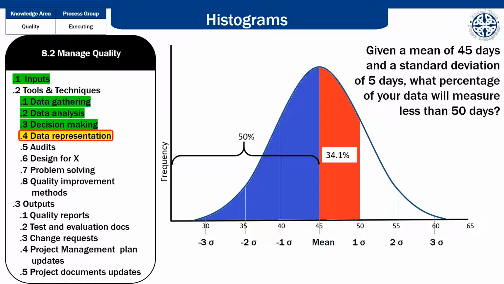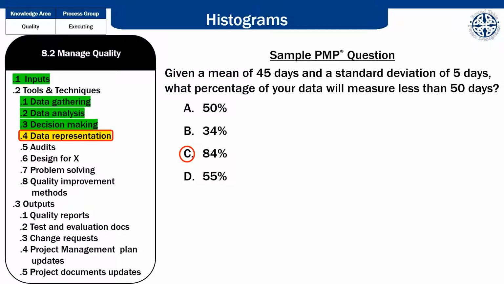But how much of the curve is represented by the numbers between 45 and 50? Remember that this area between the mean and 1 standard deviation outside the mean represents 34.1% of the data. Add this to the 50% to the left of the mean, and we get 84.1%. Answer C.